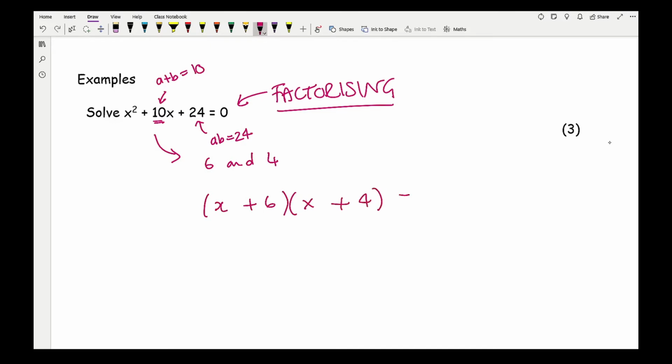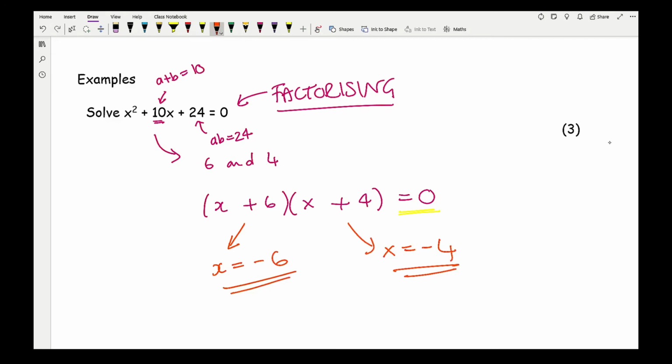And again, the key thing is never forget to write equals 0. That's really, really important. And a lot of examiners now are coming down on students for not writing equals 0. And then from this, I want to make each bracket equal to 0. So I've got x equals minus 6 and x equals minus 4. And there are my two possible answers as we discussed earlier.